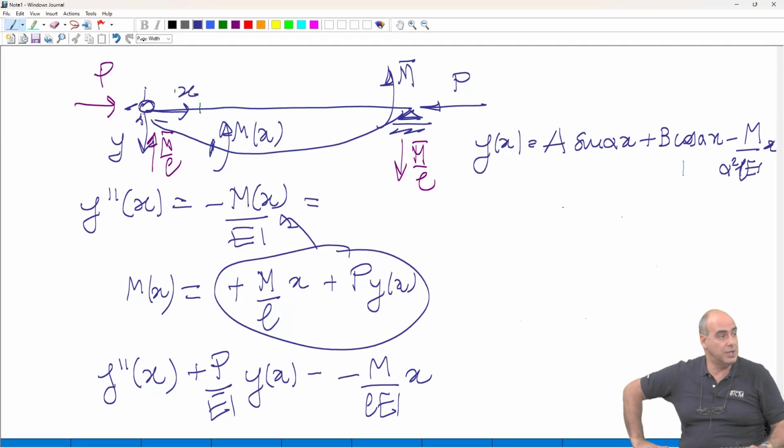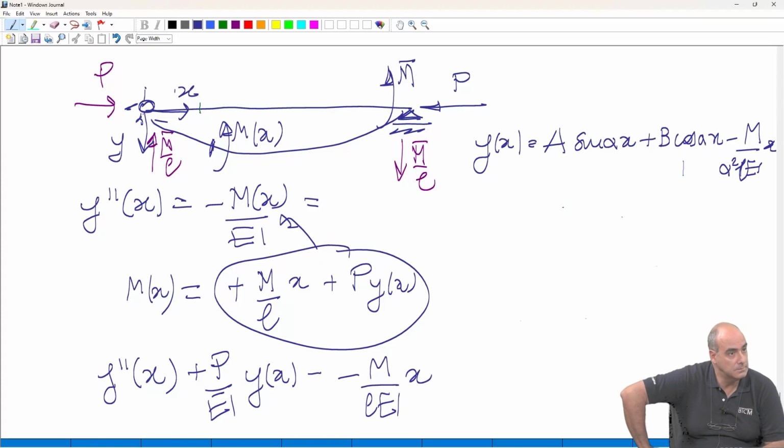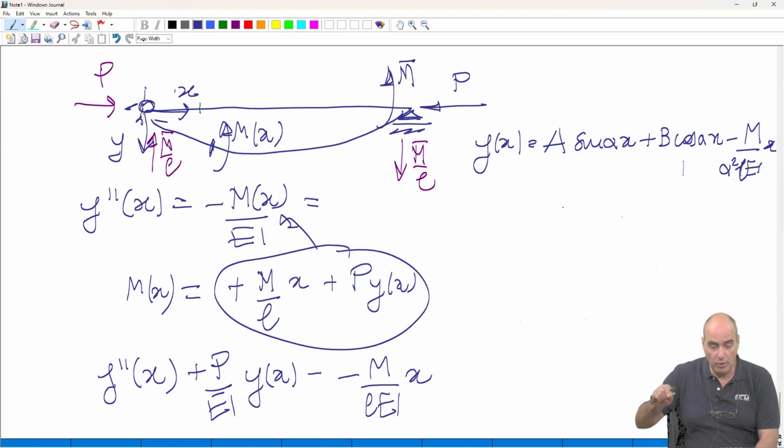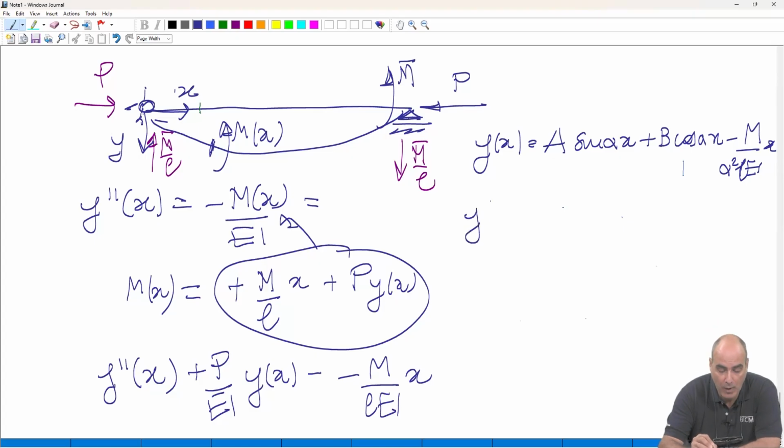What has changed? What does change are the boundary conditions. Which are the boundary conditions now? We have x equal to 0 here and x equal to L here. In both, y is 0.